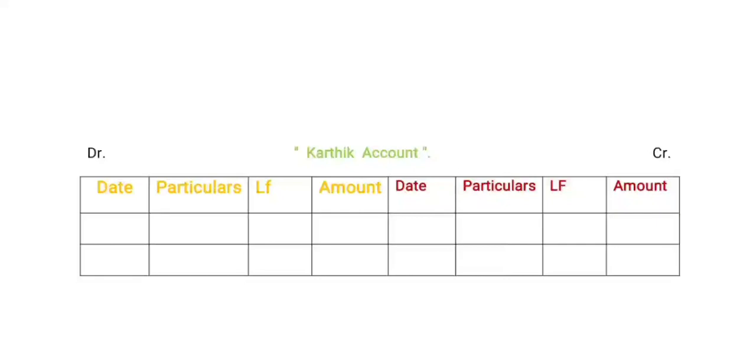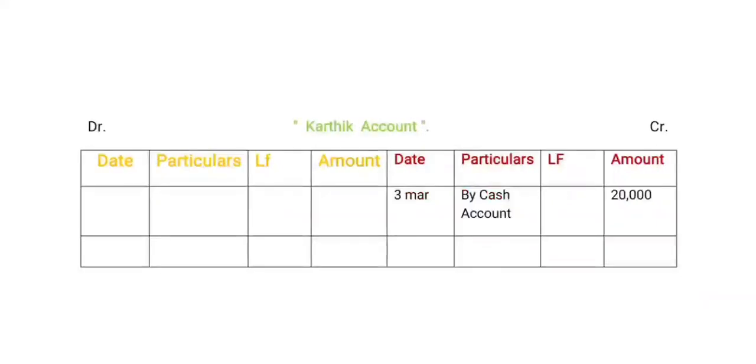Now we are going immediately to Karthik's account, the proforma of Karthik's account. It has a debit side and a credit side. Every side has 5 columns. Credit side of Karthik's account: date column, date 3rd March, particulars by purchases account. Now going to the amount column, the amount is 20,000. Here also we don't need to calculate the total amount. Why? Because we have already calculated the total in the purchase book. It is complete. Now we go to another transaction.